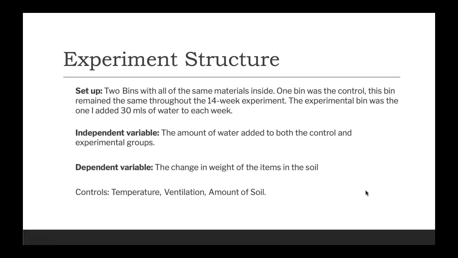The control variables were the ambient temperature of the bins that contain the dirt and items. The air ventilation was consistent throughout the entire experiment. There was very little air movement in the environment that the bins were stored in, and the amount of soil remained consistent as well.